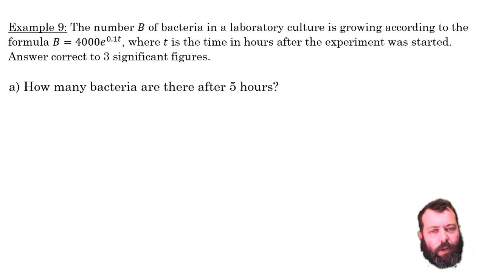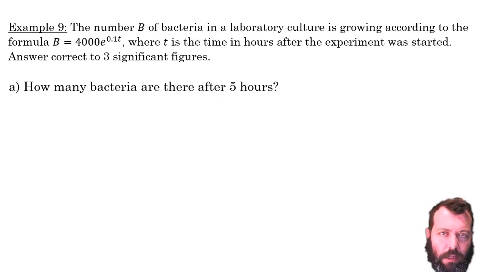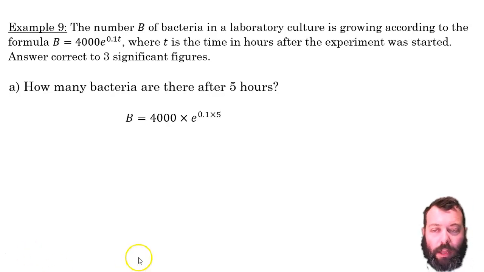So consider this example here. I've got some bacteria that are growing according to this formula. The population is B = 4,000 e^(0.1t), where t is the time in hours after it started. How many bacteria are there after 5 hours? Well, I've got a formula for how many bacteria we have with respect to time. So I simply substitute t equals 5 into my equation, and when I evaluate that I get, to 3 significant figures, 6,590.